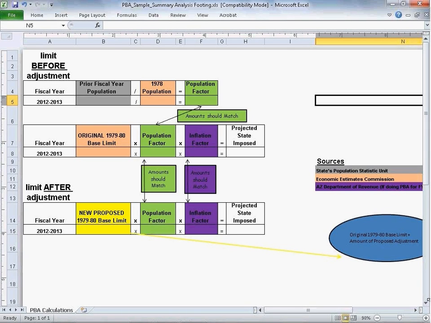Once all the amounts have been verified, the total expenditures under the state-imposed limitation after the permanent base adjustment can be calculated by multiplying the 1979-80 new proposed base limit by the applicable population factor and applicable inflation factor. After both expenditure limits are calculated, we can verify the total increase in the expenditure limit if the permanent base adjustment is applied.